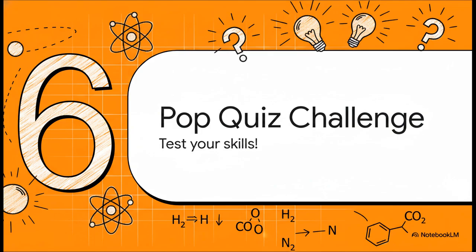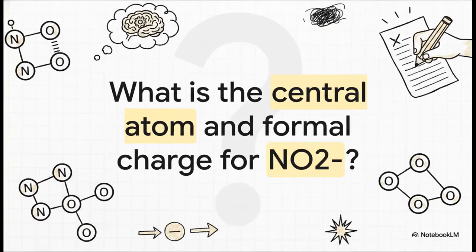All right, section 6, pop quiz challenge. Let's see what you've really learned. Here is your rapid fire challenge. I want you to look at the negative polyatomic ion, NO2-. Using the exact rules we just covered, which atom goes in the center, and what are the formal charges on all the atoms in your final structure? I strongly encourage you to pause this explainer right now. Grab some scratch paper, calculate your N1 through N4, and try drawing it out yourself.